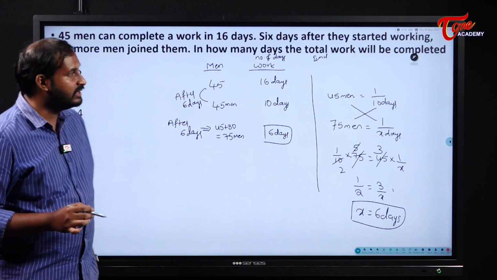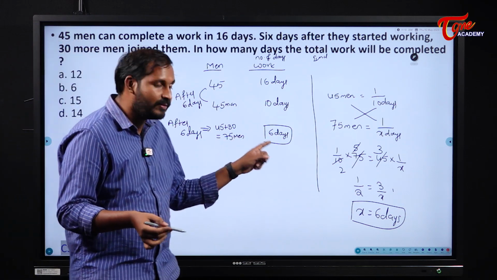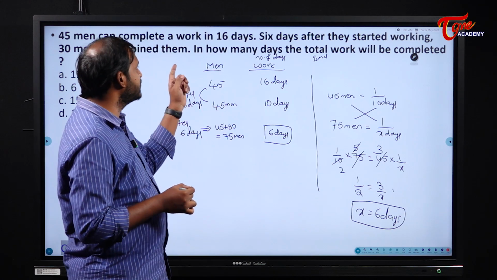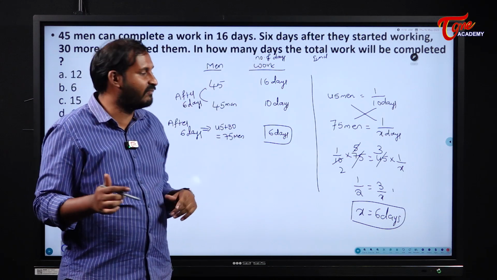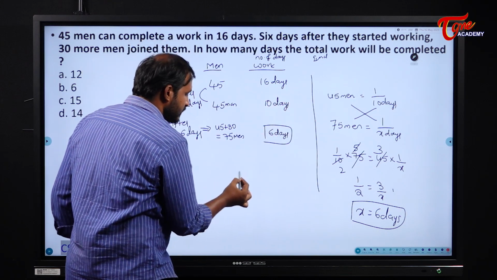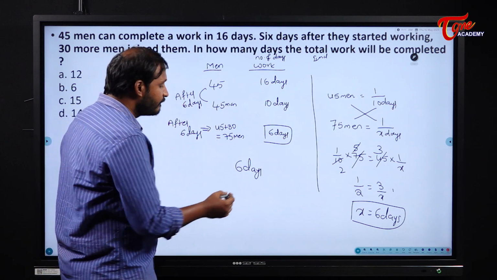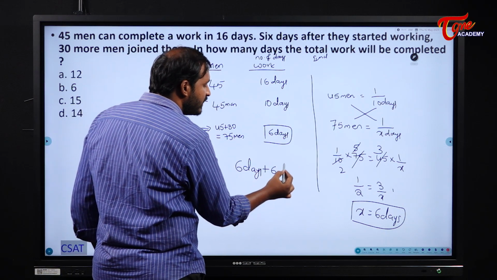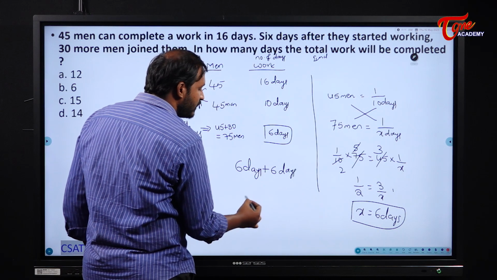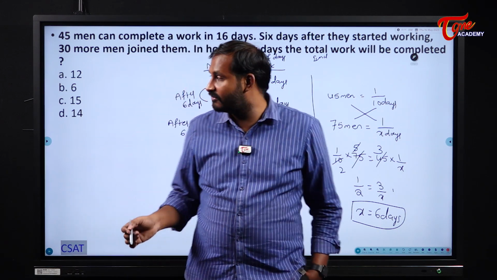But what is the question? Did they ask us in how many days the remaining work will be finished? The remaining work will be finished in 6 days. But they are asking us in how many days the total work will be finished. Initially 45 men worked for 6 days. Now the 75 men will work for 6 more days. That means the total work will be finished in 12 days.